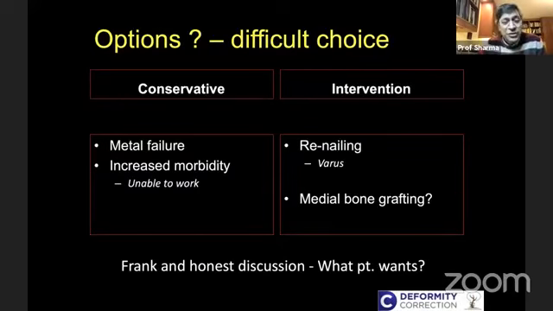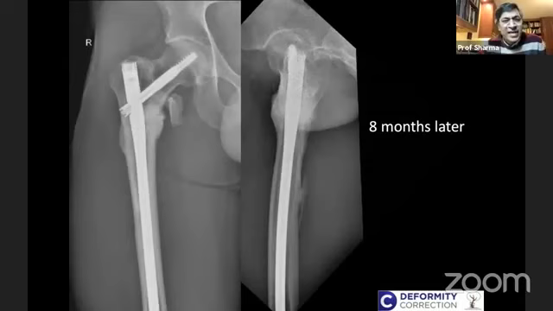So you talk to the patient, and after a discussion, the patient decided the pain isn't as bad. I'm happy to wait. My nail might break, but we'll see. And in that case, 8 months down the line, he healed just by wait and watch. You could equally have operated if the patient wanted and you thought it was right.